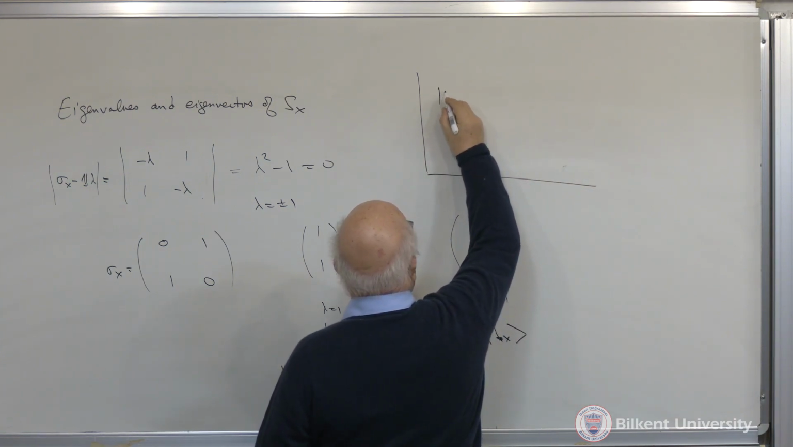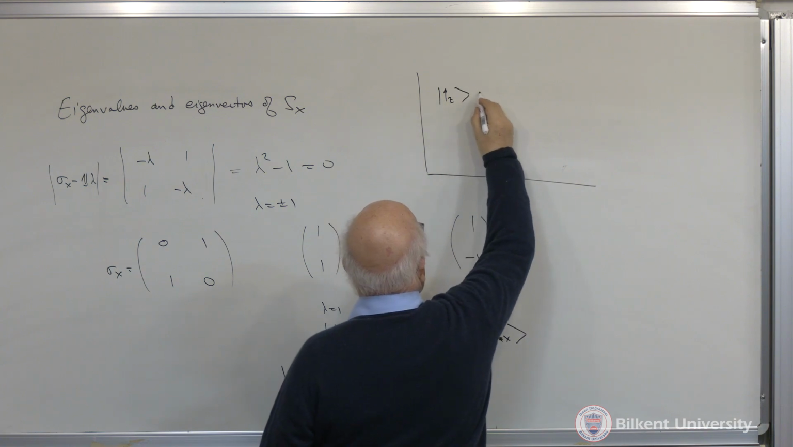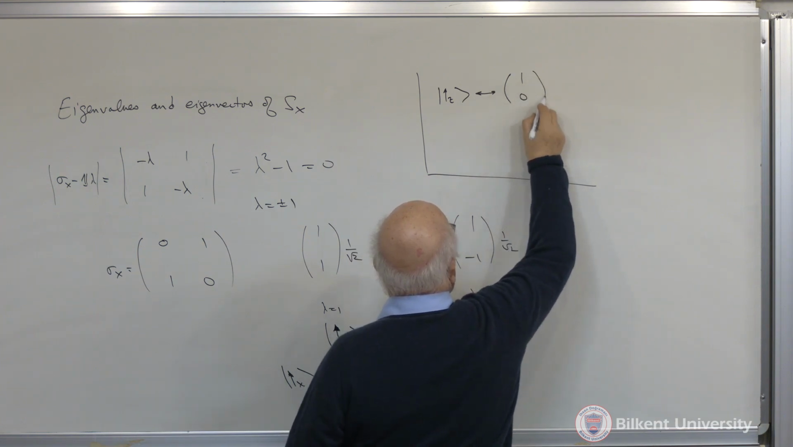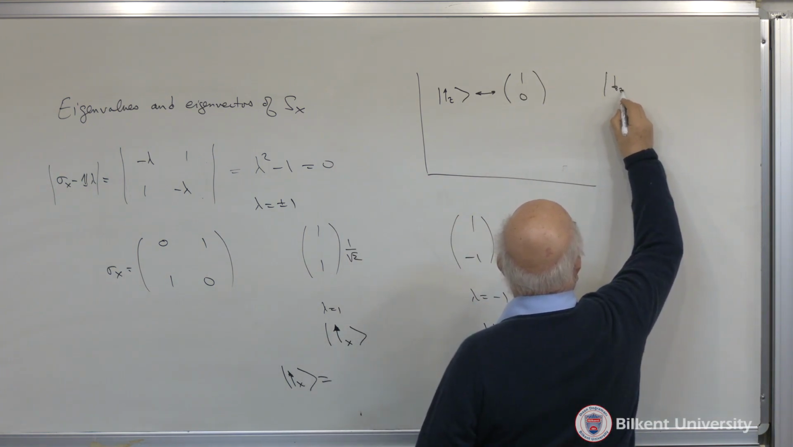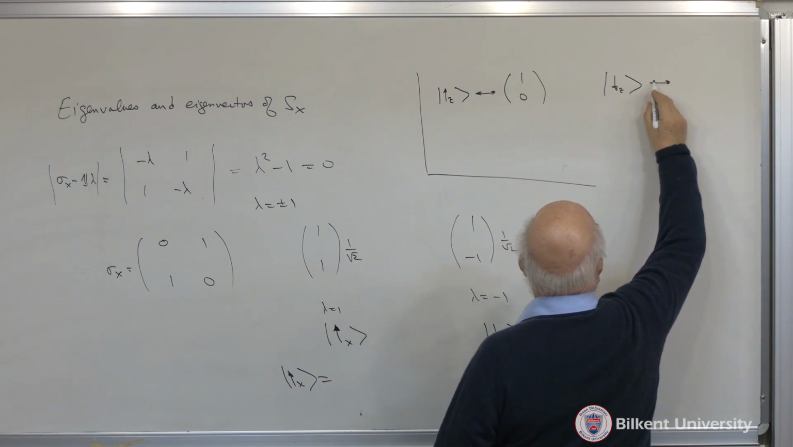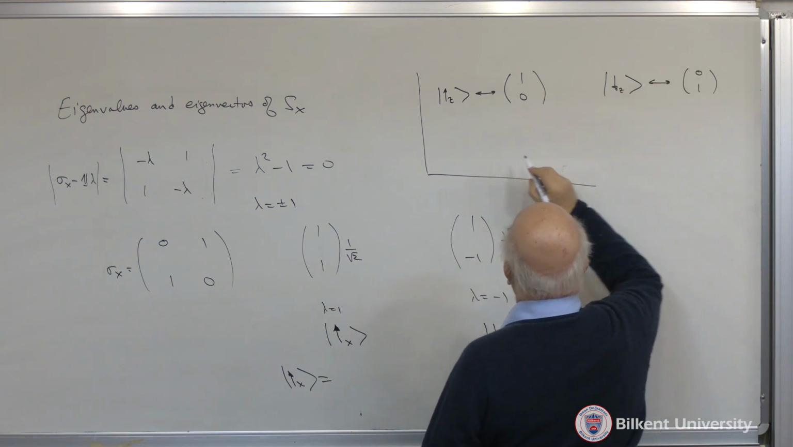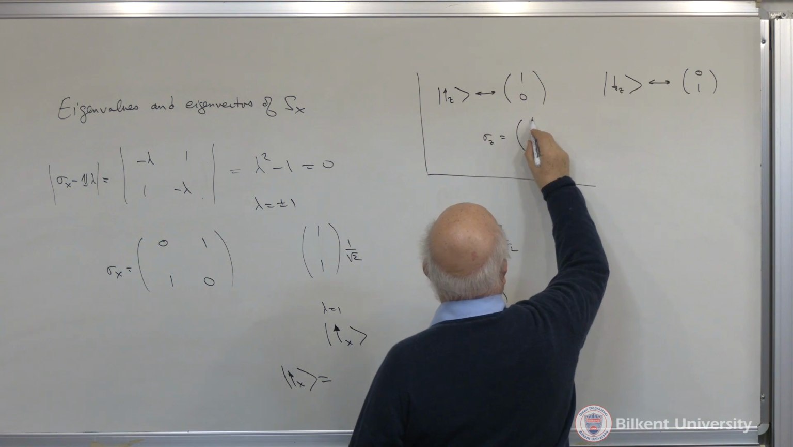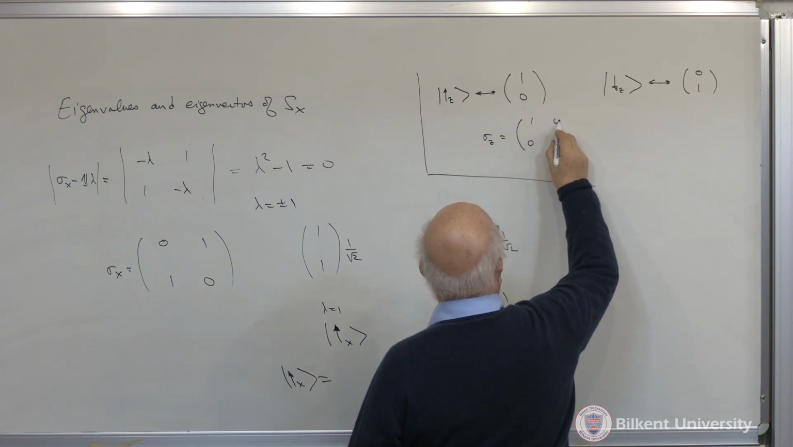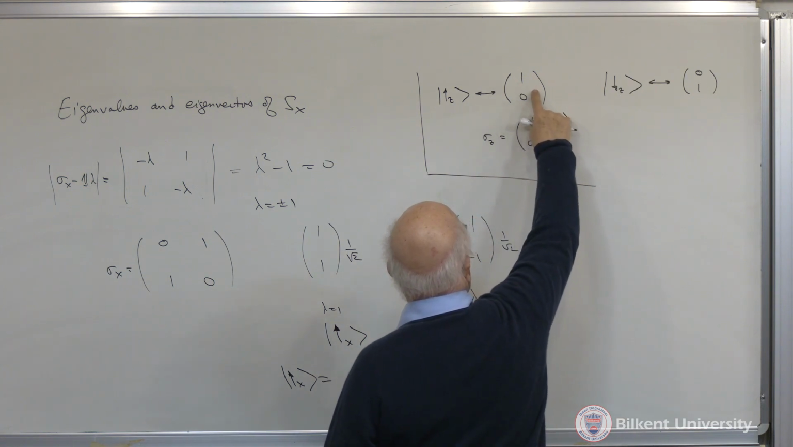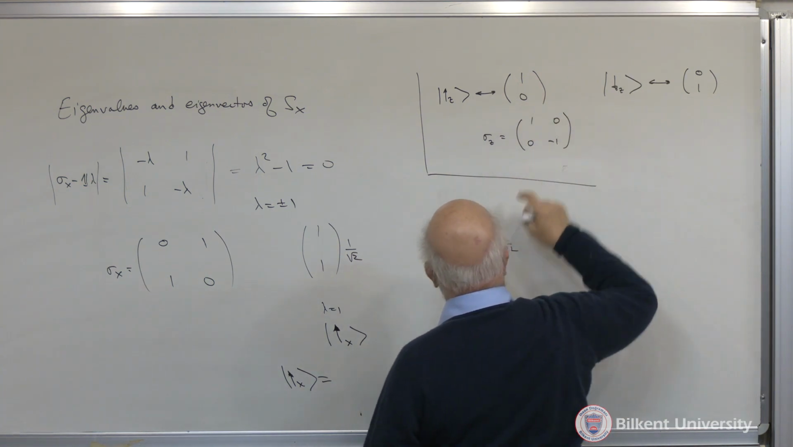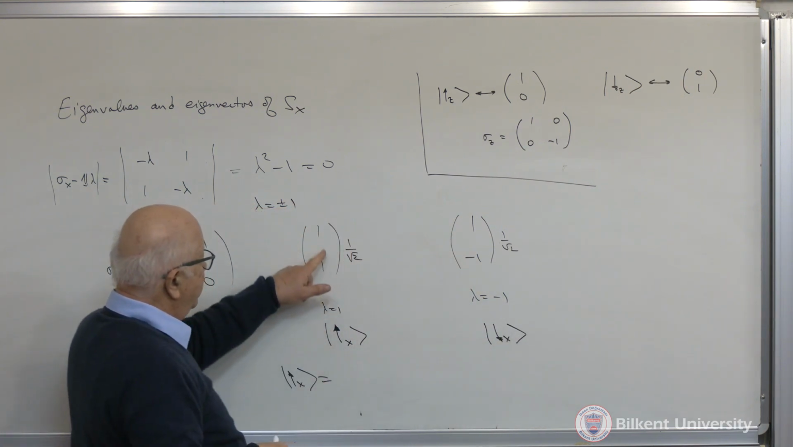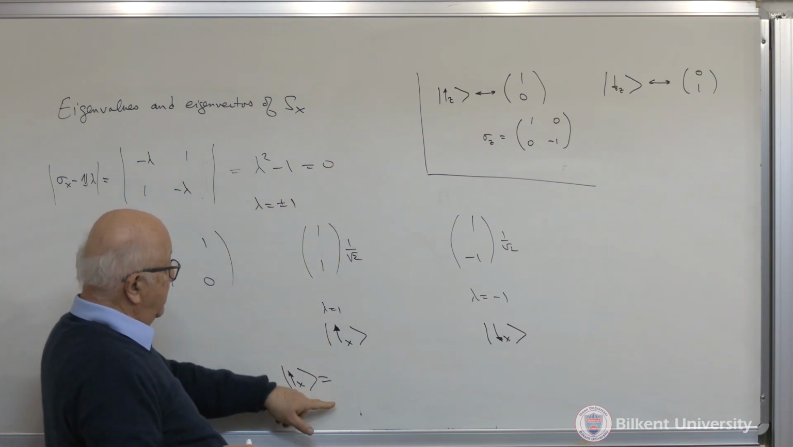So up z just corresponds to 1, 0, and down z corresponds to 0, 1. Remember, because sigma z is equal to 1, 0, 0, minus 1. So this just picks up the first eigenvalue, and this one picks up the second eigenvalue. So you see this up x is made up of up z and down z.